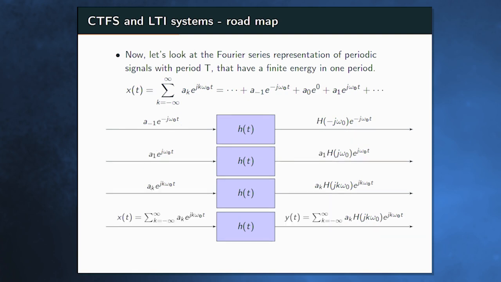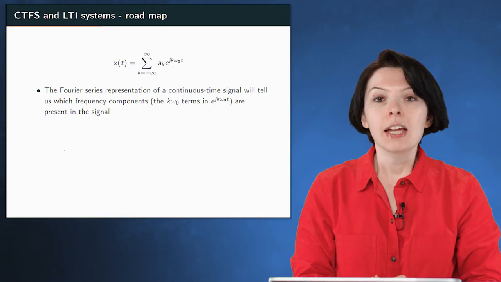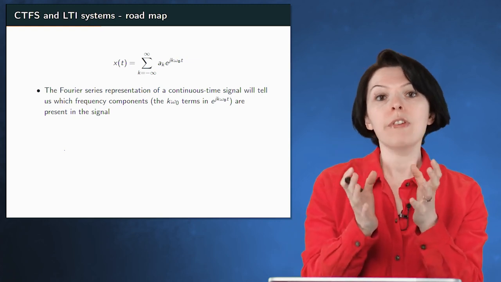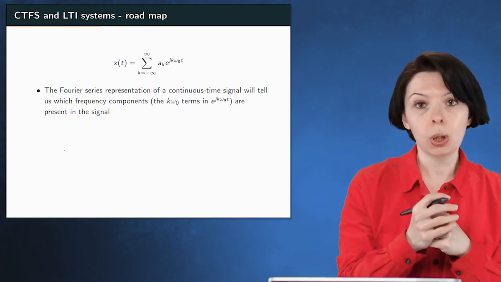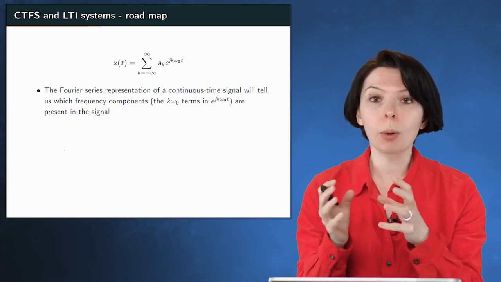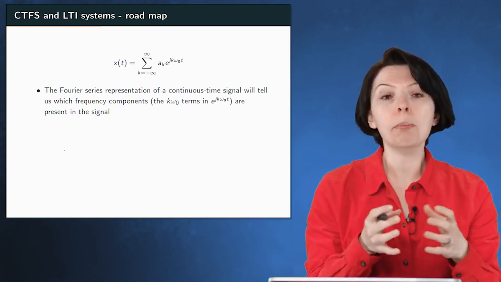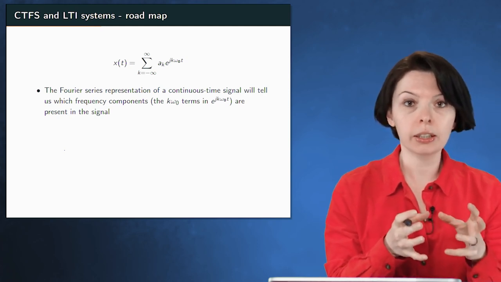All right, so if you apply x of t, the general format of y of t is going to look similar to x of t. It's going to consist of a summation of terms in which you have a_k e to the j k omega naught t multiplied by H of j k omega naught. So the Fourier series representation of a continuous time signal will tell us which frequency components, by that I mean the k times omega naught terms in the exponential e to the j k omega naught t, are present in the given signal x of t.